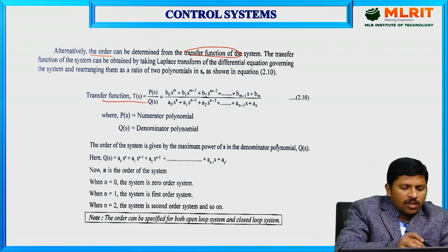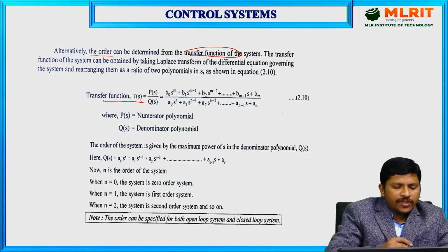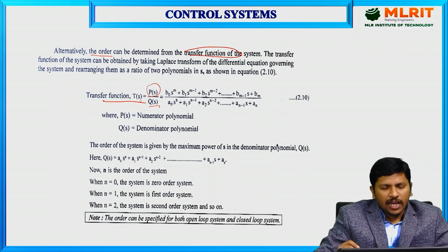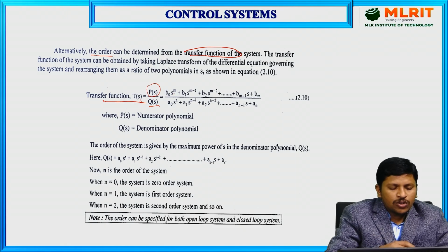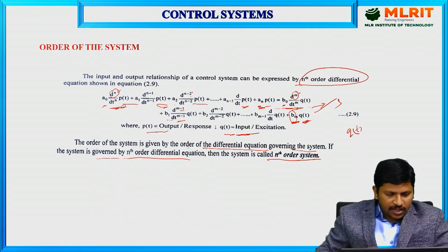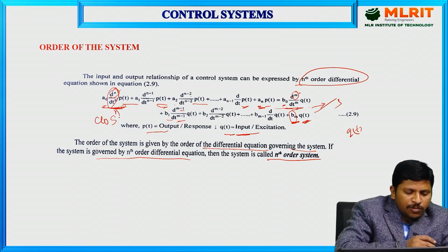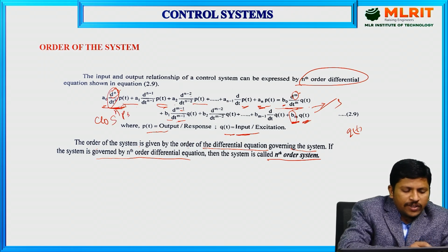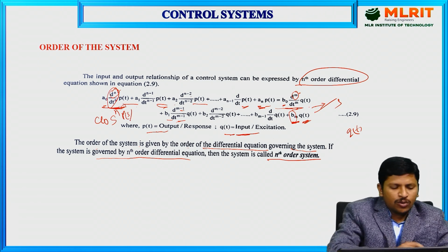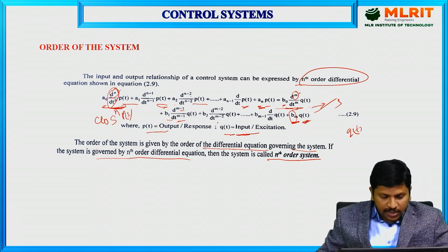Here observe the transfer function T of S is equal to P of S, my output, over Q of S, my input, which equals b naught s power of m plus b1 s power of m minus 1, and so on. After applying the Laplace transform, the term a naught d power of n by dt power of n becomes s power of n times P of S. Like that we convert this equation into the S domain.